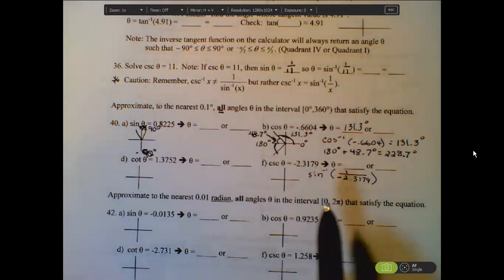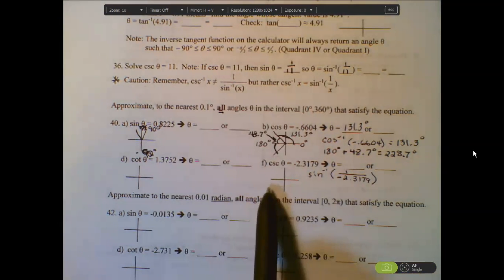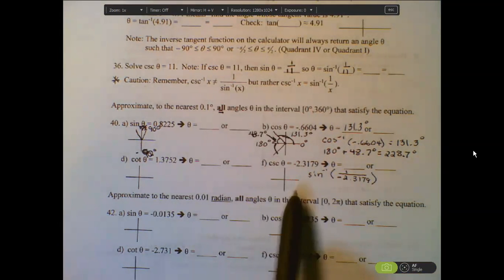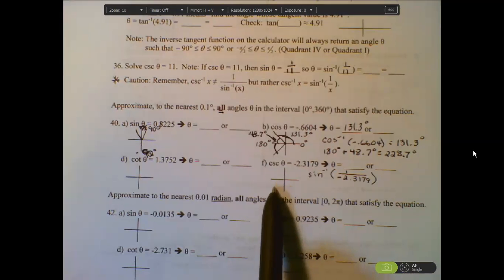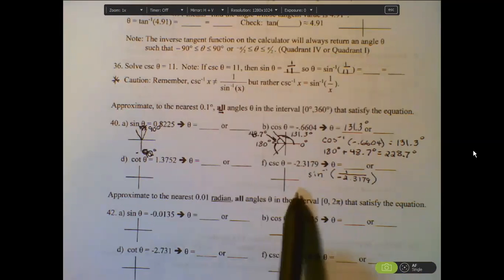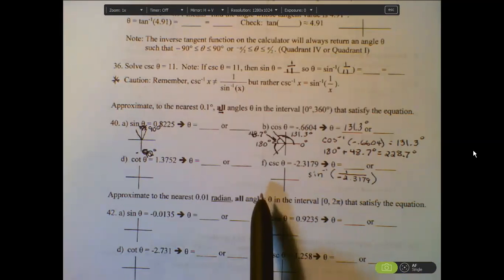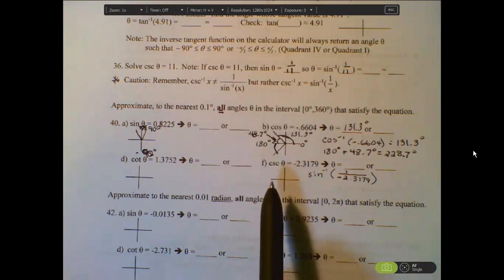And if you're thinking, where is sine negative? It's negative in the third and fourth quadrant. Which one will my calculator give me? The third quadrant angle or the fourth quadrant angle for inverse sine? The fourth. Yes.